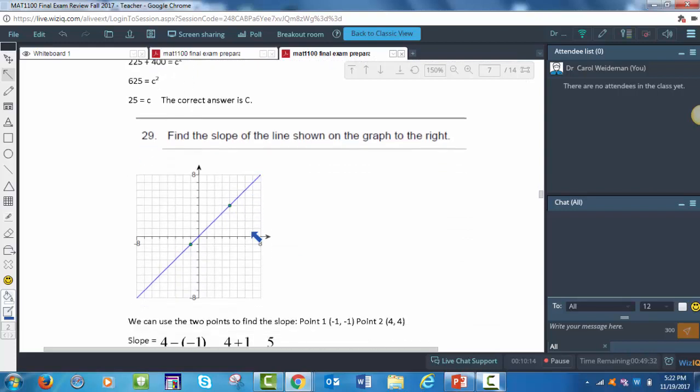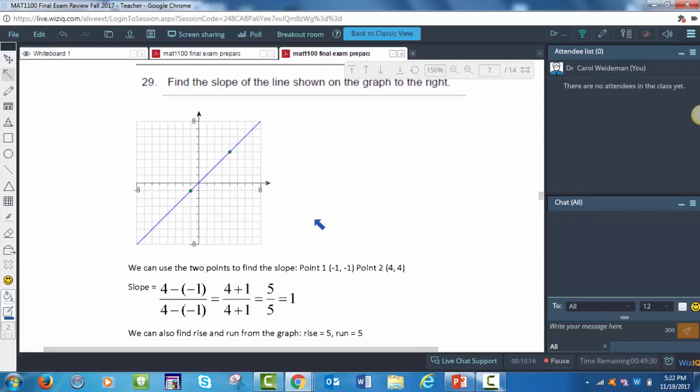Find the slope of the line on the graph. Okay, so I've got 2 points on here, -1, and then the 0.44. So I can use my slope formula. This will be point 1, and this is point 2. So I take 4 minus -1, divided by 4 minus -1, which simplifies to 5 over 5, or 1.